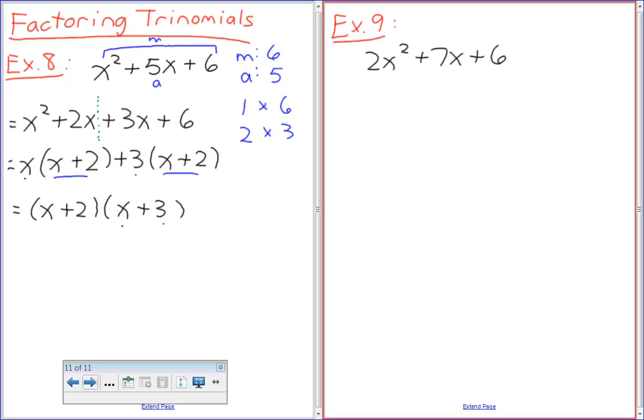Let's get the M and the A this time. The M comes from those two, so my M is going to be 12. Can someone please be brave and tell me where I got the 12 from, other than Liam? Go. 2 times 6. So it's the number in front of the x squared, which is 2, times the whole number, which is 6. My A is still coming from right here, so it's going to be 7.